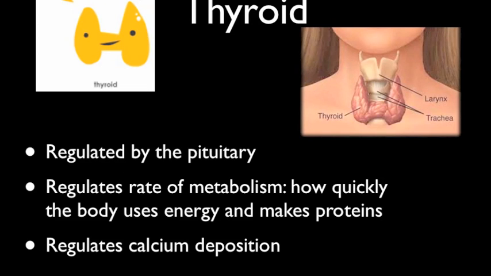The next gland I'll talk about is the thyroid, and it's located more or less in the throat. It's also regulated by the pituitary, and it regulates your metabolism. You might be familiar with metabolism because people say that thin people have a fast metabolism and fat people have a slow metabolism. Basically, your metabolism is how quickly your body undergoes chemical reactions, how quickly it uses energy, and how quickly it makes protein. The thyroid also regulates calcium deposition, which is how your bones get calcium.